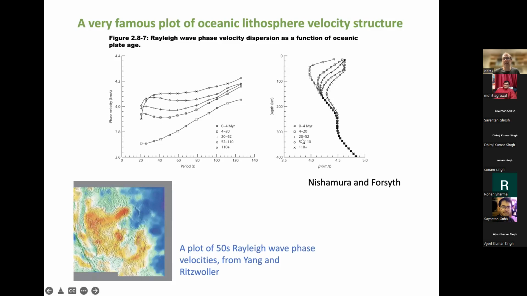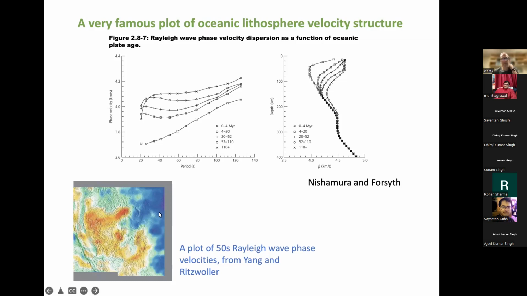If you convert that to S-wave velocity, here characterized as beta, as a function of depth, the younger plate has this low velocity feature, and then you get the older plates. Progressively older plates have higher and higher velocities until you get down to 150 kilometers depth, which I'd say is the top of the asthenosphere for the oldest plate.